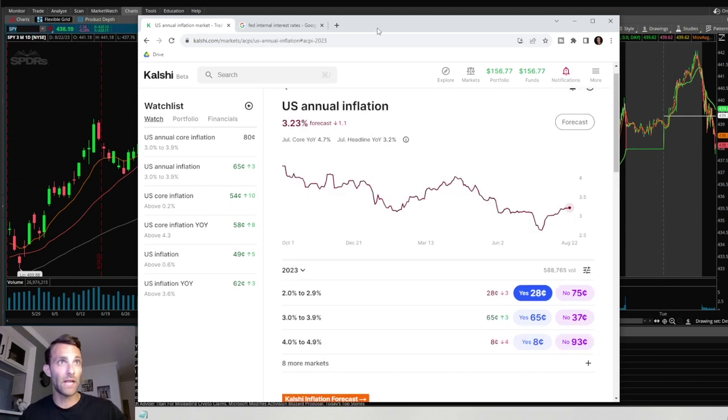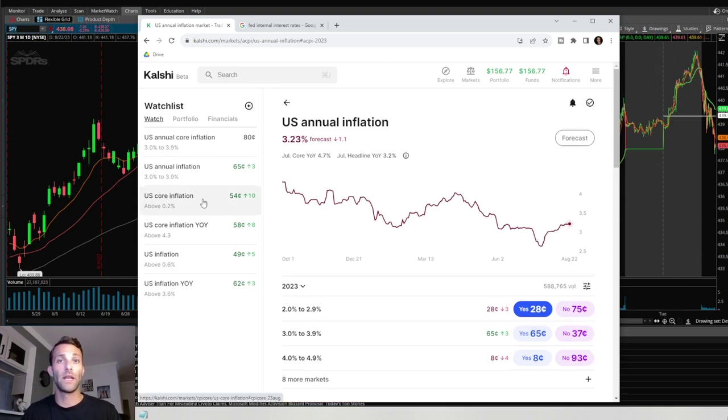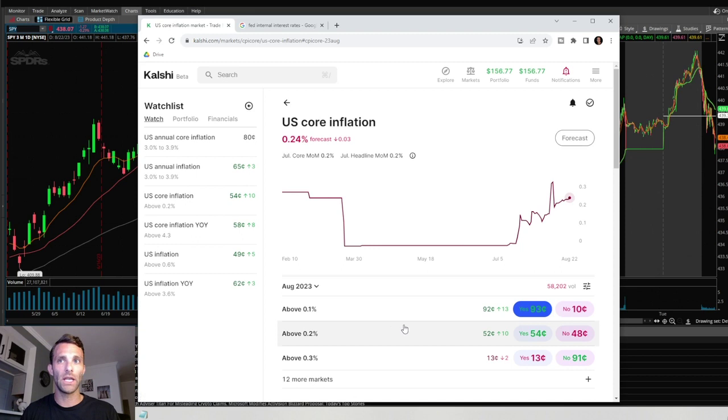And now to go into the next one, U.S. annual inflation being priced in at 3% to 3.9%. We believe inflation is going to increase. So a simple way to structure this trade is trading the yes shares on any of these percentages that are higher than that 3% to 3.9%. And now the next one, so the U.S. core inflation, and this one's going to be pretty simple because if we believe that it's going to increase in any way at all, then a very simple trade would be the yes shares on above 0.1%.